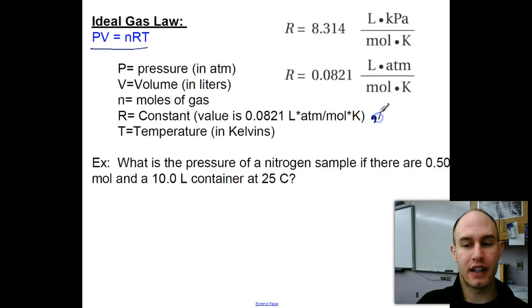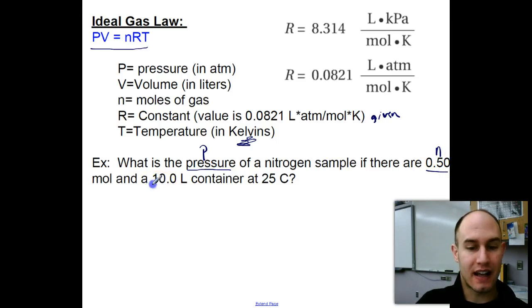This is always given because it is a constant. And temperature, of course, always has to be in Kelvin. So let's dive right in, use this equation, and solve one of these problems. So I'm looking for what is the pressure, so there's my variable P, of nitrogen if there is 0.50 moles, so moles is n, and a 10 liter, that's volume container, and obviously this is my temperature.